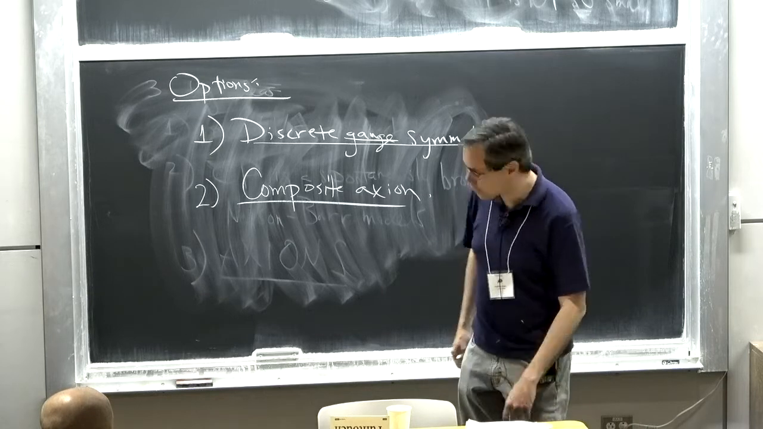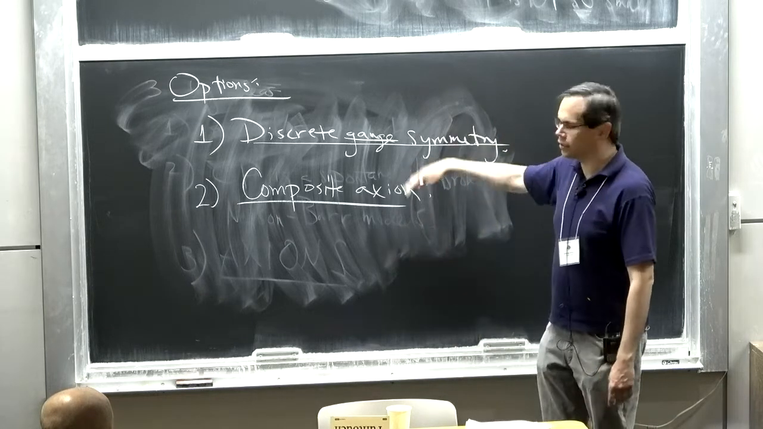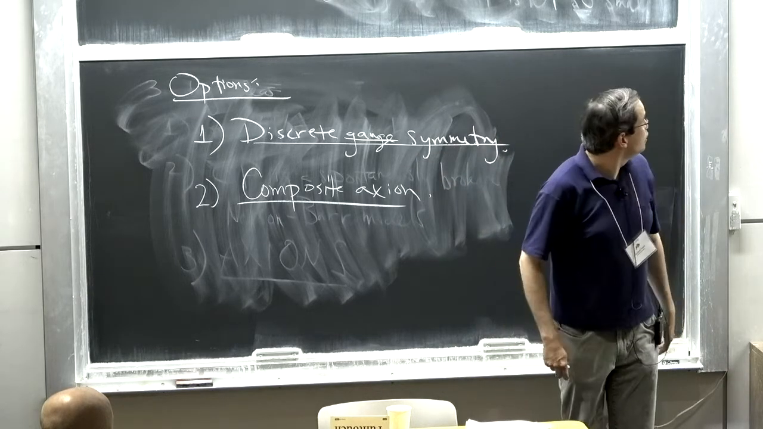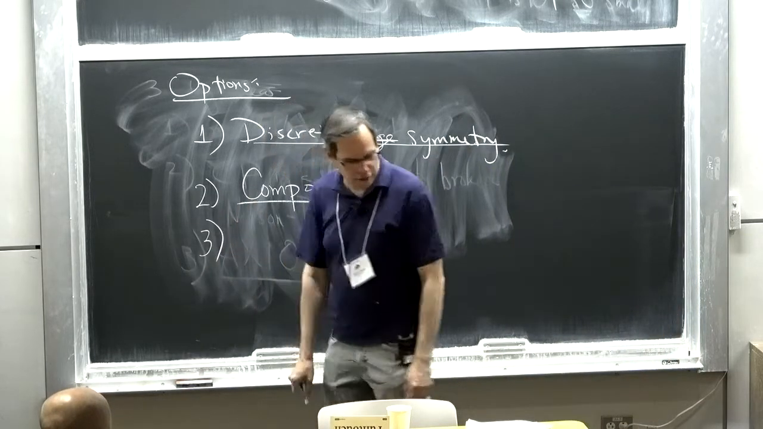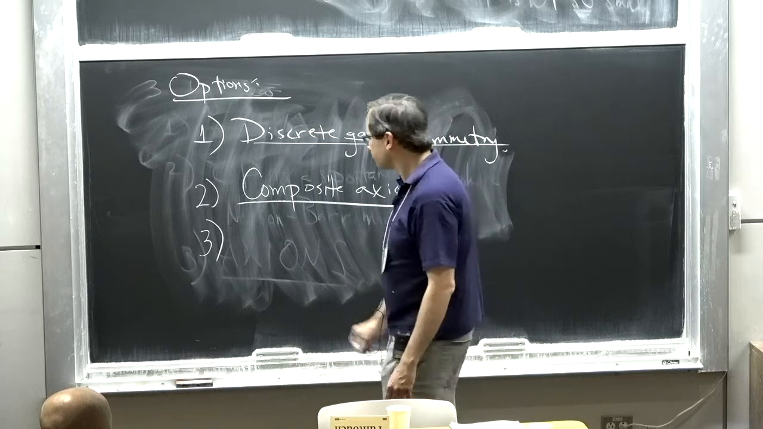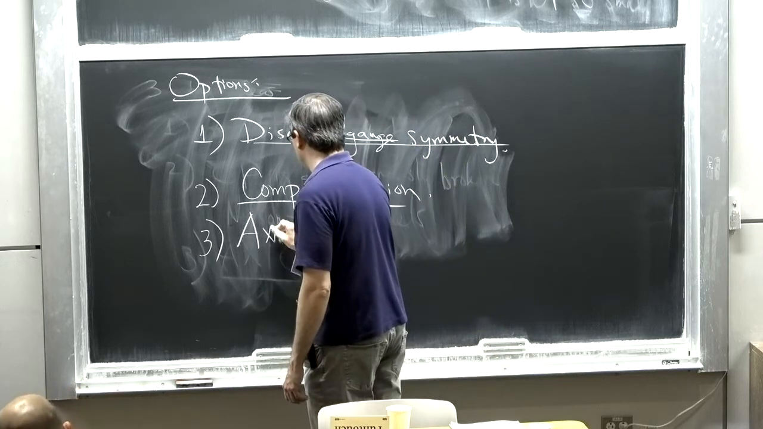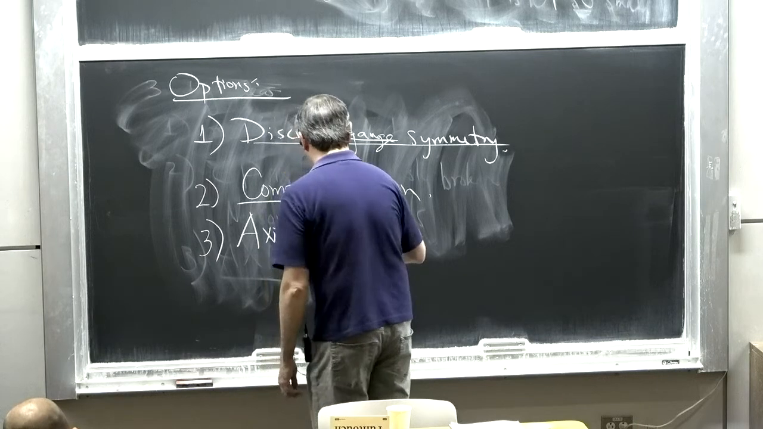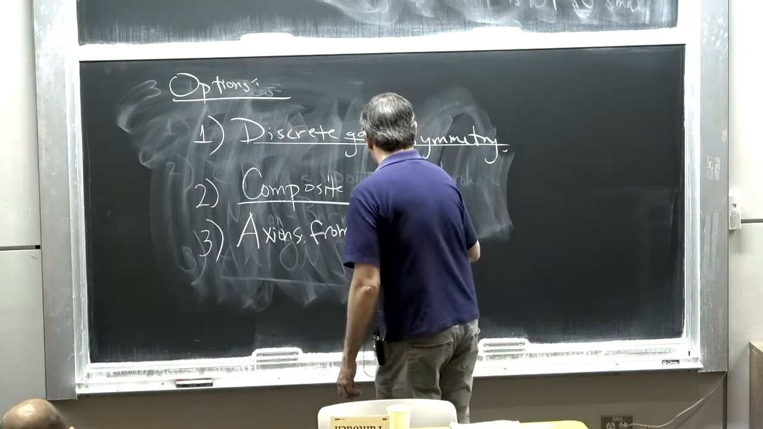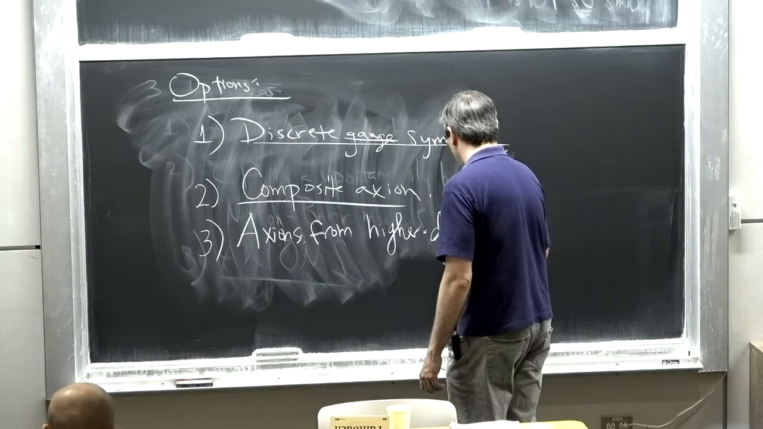Okay, and a lot of work has gone into both of those, and I am not going to tell you any more about them because I really want to tell you about option 3. Option 3 is axions from higher dimensional gauge fields.